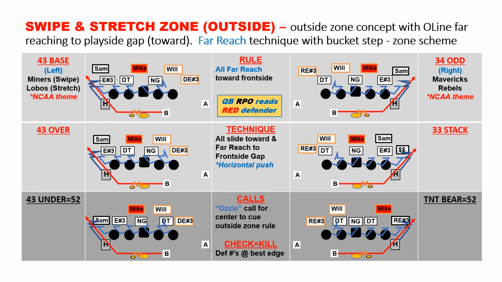All right, here is our swipe and stretch or outside zone blocking schemes here. Again, we're going to use what's called a far reach technique, meaning we're going to reach with our backside hand and far reach to that play side gap. And we'll all slide toward, far reach to the play side gap. The call here now is Ozzie left or Ozzie right. Real simple.